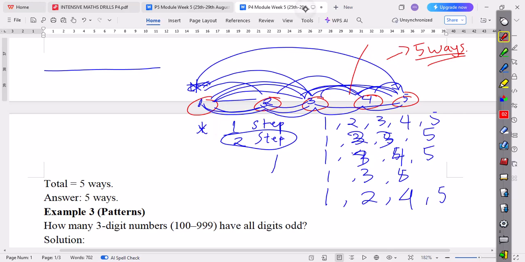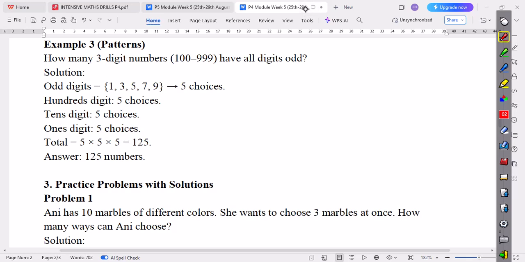Now we go to the next question. It's about patterns. We try to make the patterns of the question by using information from the question. Let's see how many three-digit numbers from 100 until 999 have all digits odd.